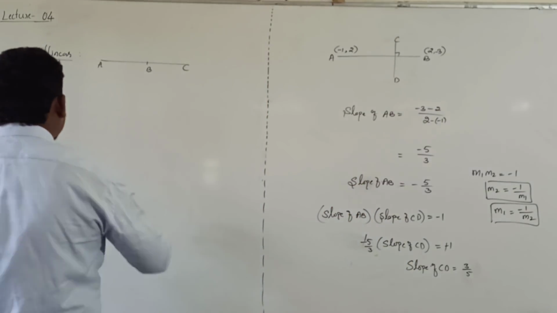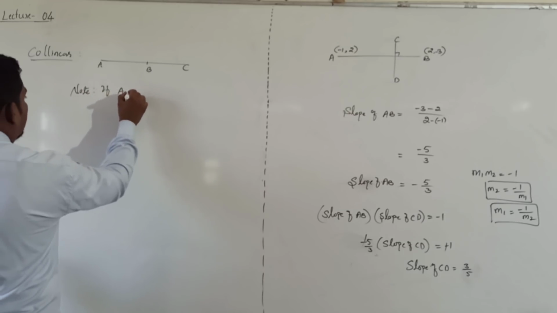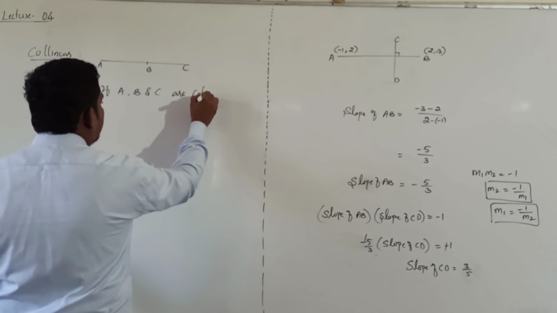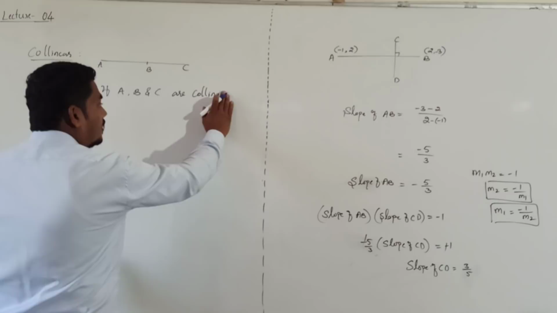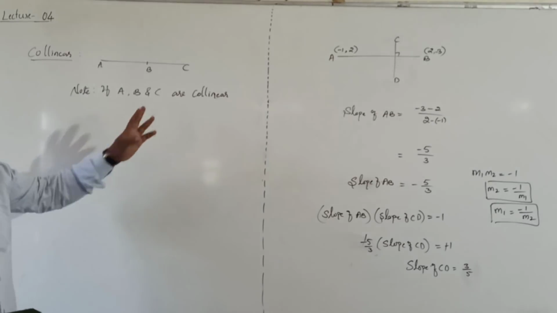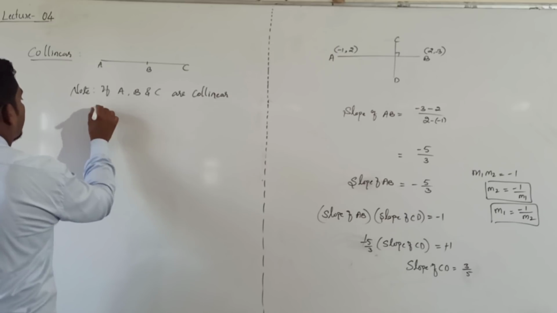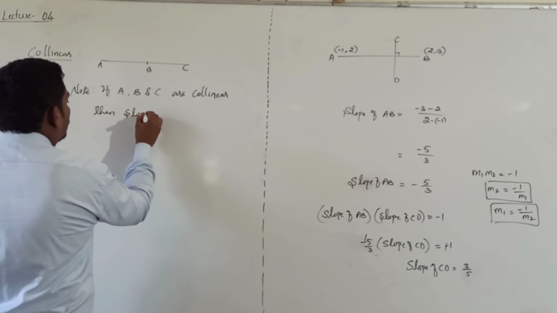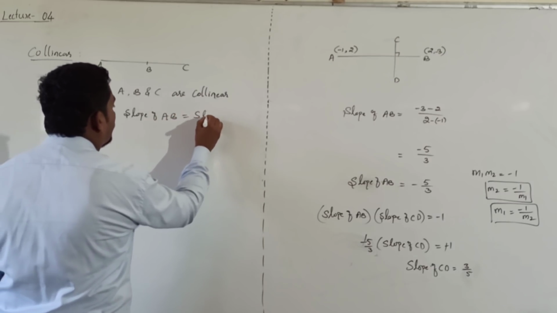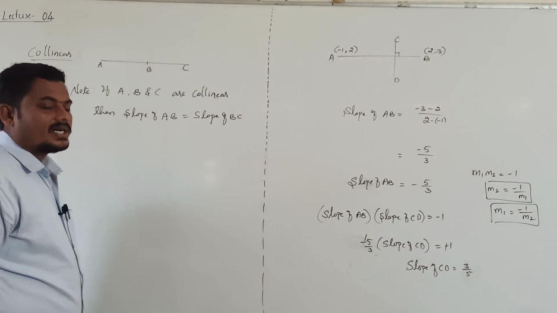Take this as a note, if A, B and C are collinear, then what you conclude? Then slope of AB is equal to slope of BC, right? This is one of the very important conditions.